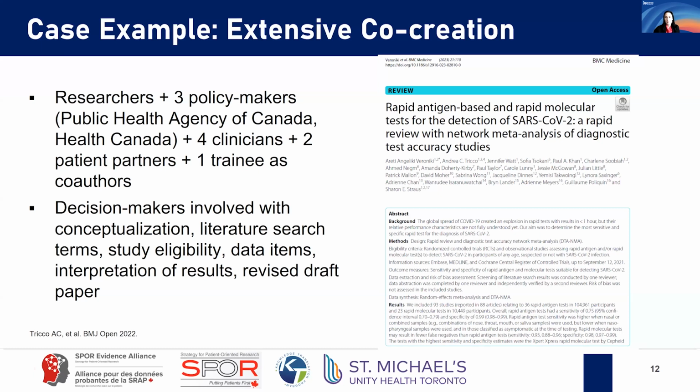We have 3 policymakers that are named as co-authors from 2 governmental organizations, Public Health Agency of Canada and Health Canada. We have 4 clinicians or content experts, as well as 2 patient partners who contributed substantially to the project. And we also have a trainee. So this is a really nice case example of very extensive co-creation in a rapid review product, and we followed it through to publication. And everyone was involved at all steps of the entire process.